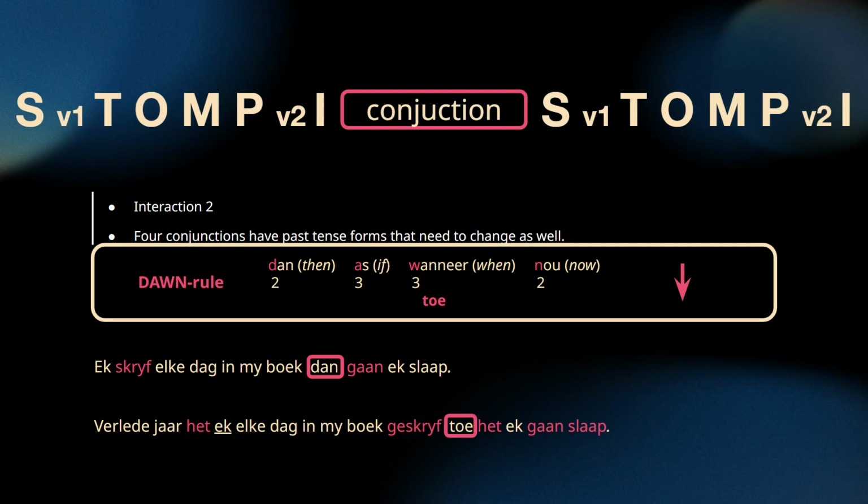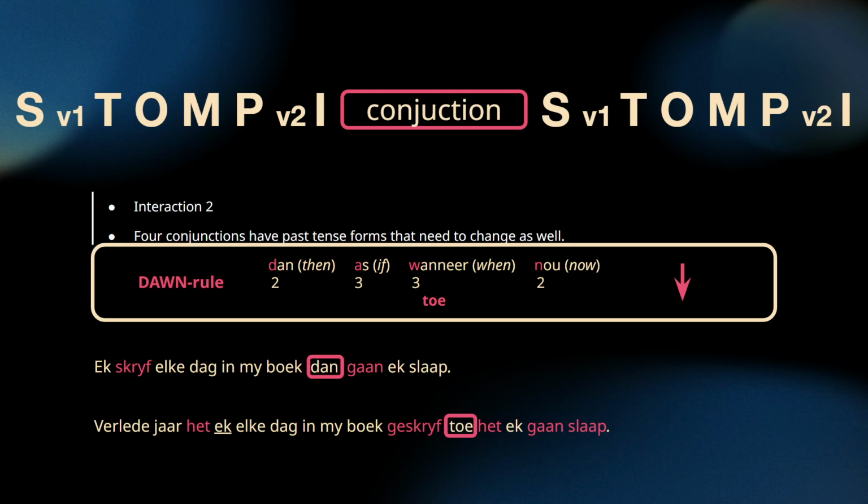I'm going to begin with an adverbial phrase of time, verlede jaar. Verlede jaar het ek elke dag in my boek geskryf, toe het ek gaan slaap. Let's just talk through what happened in that first sentence. Ek skryf elke dag in my boek. We did that in the previous discussion.